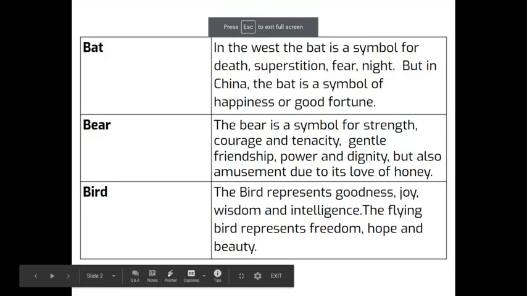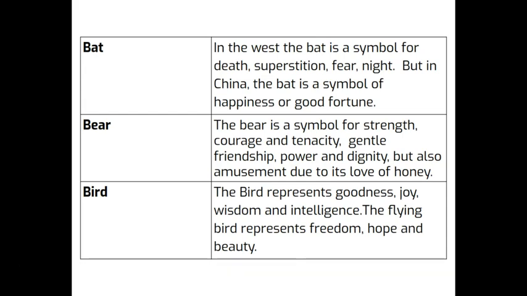Animal symbolism. The bat. So, in the West, the bat is a symbol for death, superstition, fear, and night. So think of vampires only coming out at night, and vampires and bats are supposedly the same thing in literature. But in China, the bat is a symbol of happiness and good fortune.